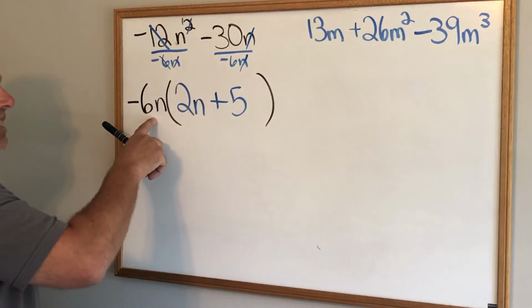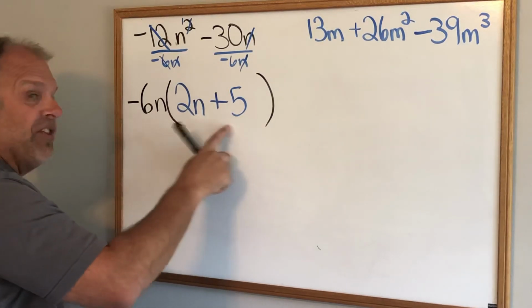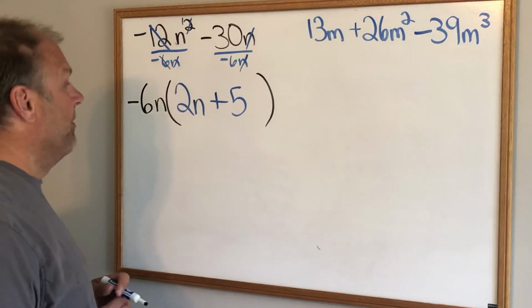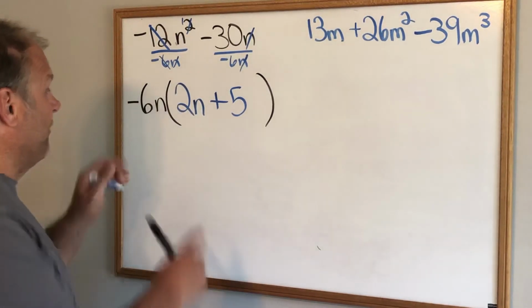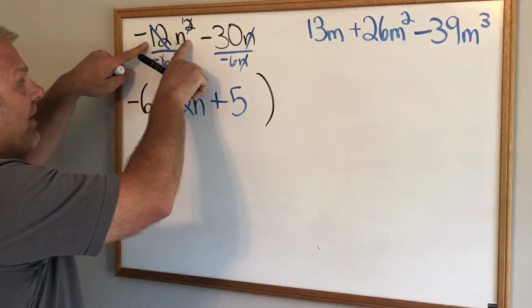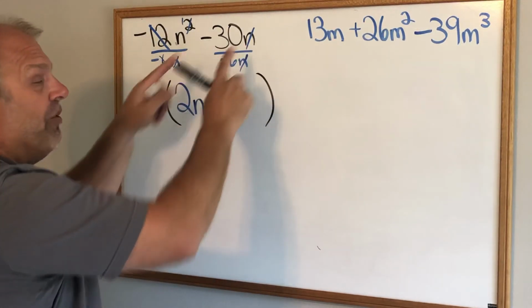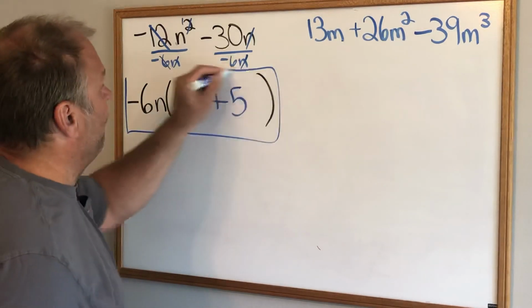So negative 6n is the GCF times this new binomial in parentheses, which will make what we originally started with. That's called greatest common factoring. You can see negative 6n times 2n would make negative 12n squared. Negative 6n times 5 would make a negative 30n, which is what you started with. So there it is. That is how you GCF factor that.